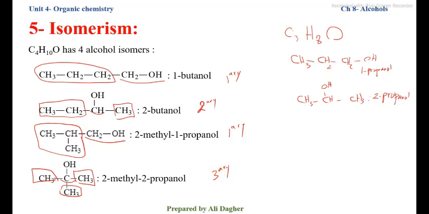We can know the class of the alcohol from the number of hydrogen atoms connected to the functional carbon. If the functional carbon has at least 2 hydrogen atoms, then primary. If it has only 1 hydrogen atom, then it is secondary. If it has no hydrogen atoms, then it is tertiary alcohol.